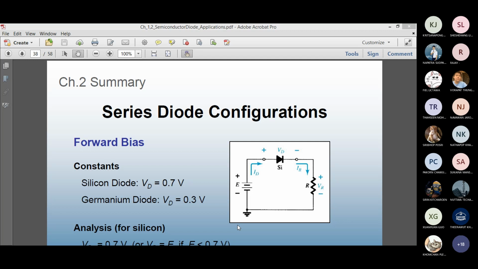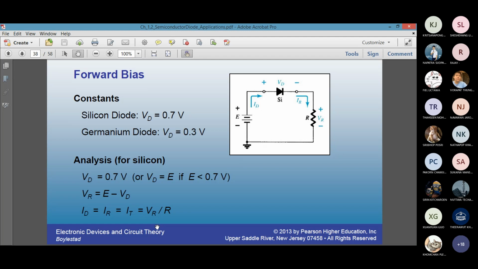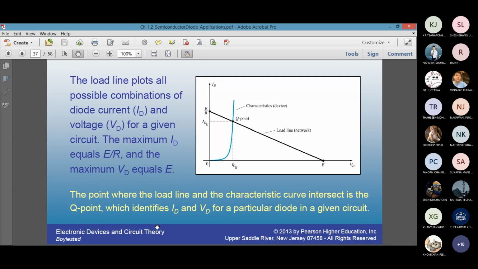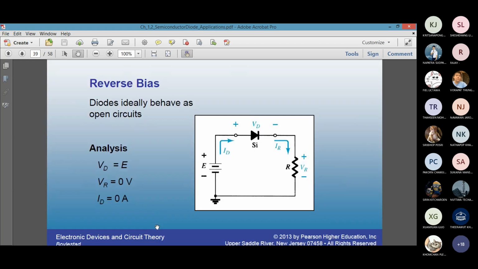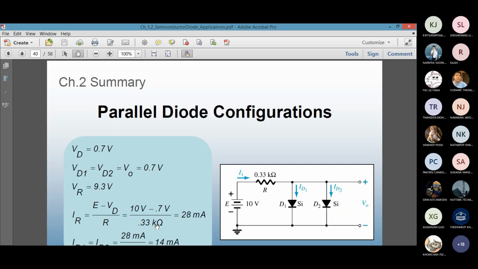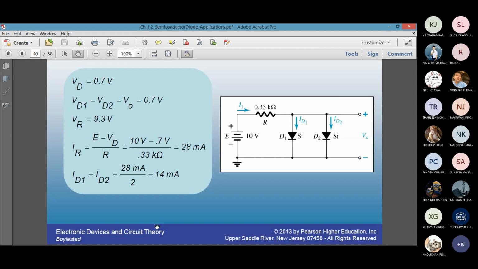It is called the Q point, or the operating point. You find the operating voltage and operating current based on the Q point. For a given circuit, if you change the circuit configuration, the operating point will change. I'm not going to go through these derivations again.